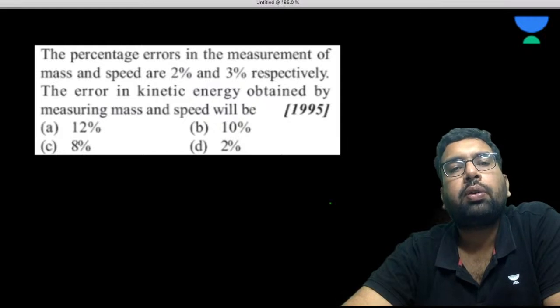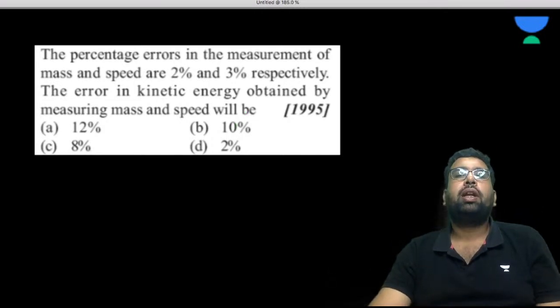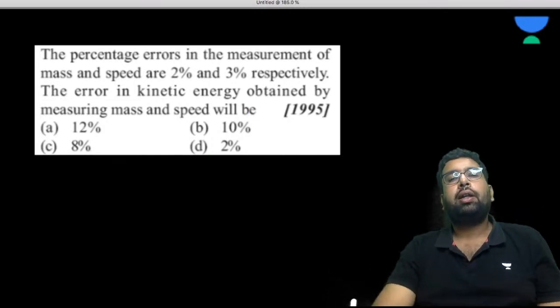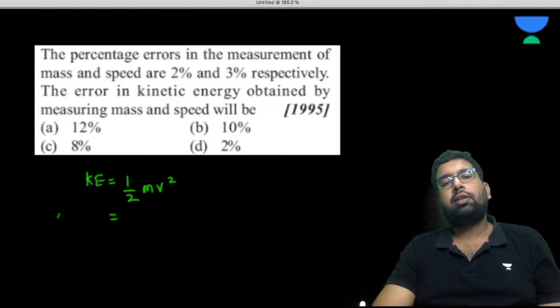So how can we do it? It says the percentage errors in the measurement of mass and speed are 2% and 3% respectively. The error in kinetic energy obtained by measuring the mass and speed is? So we know the kinetic energy is given by half mv square. So can we write the error in the kinetic energy?